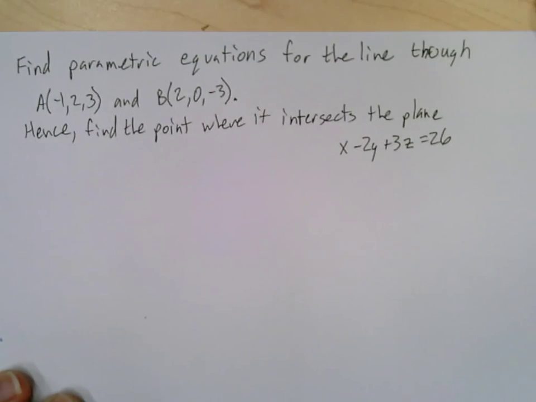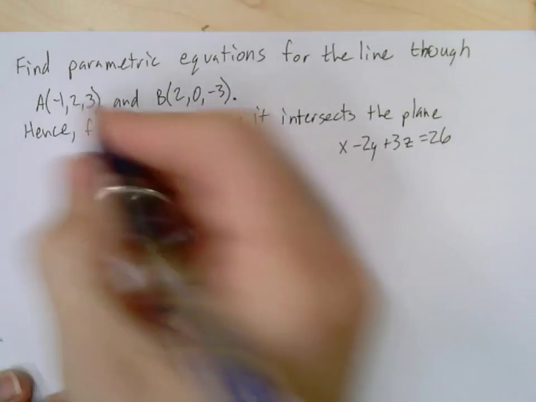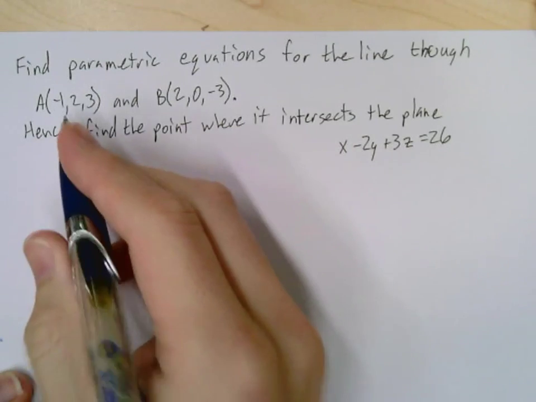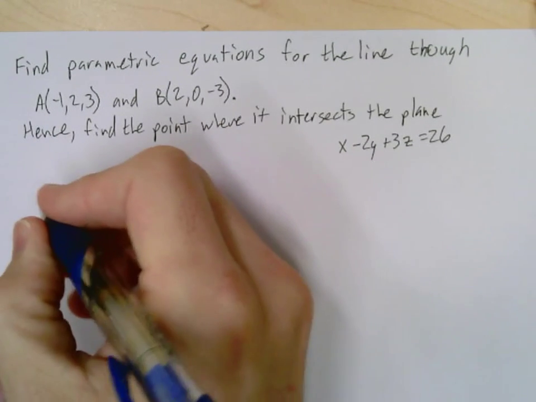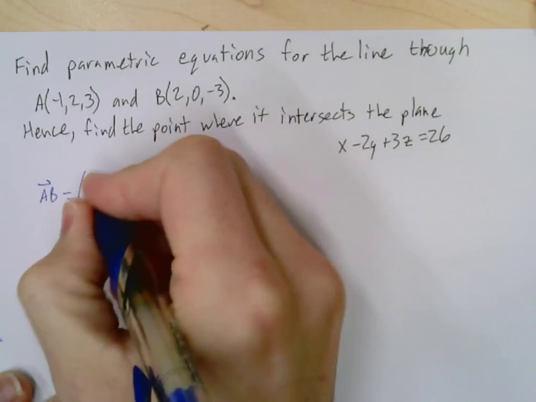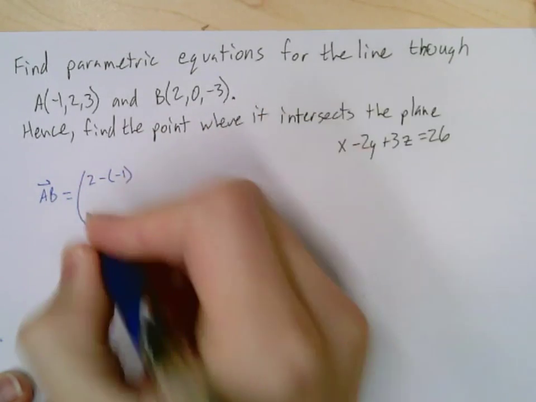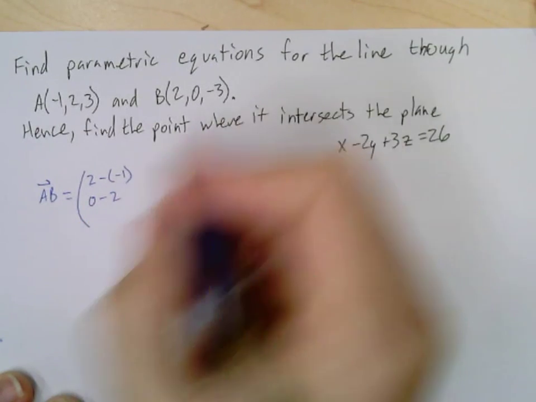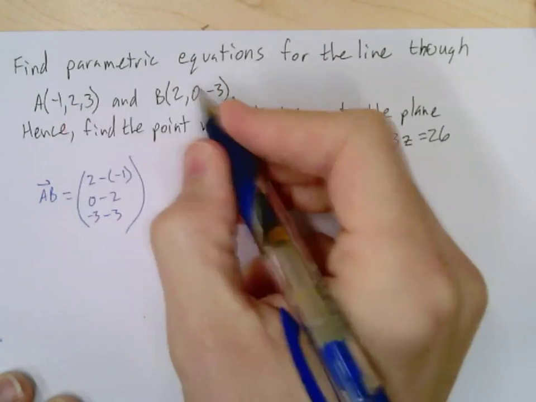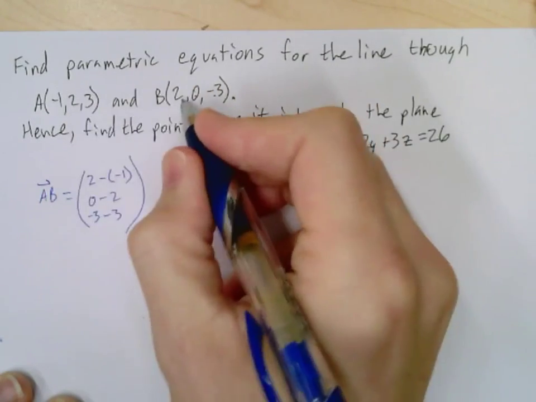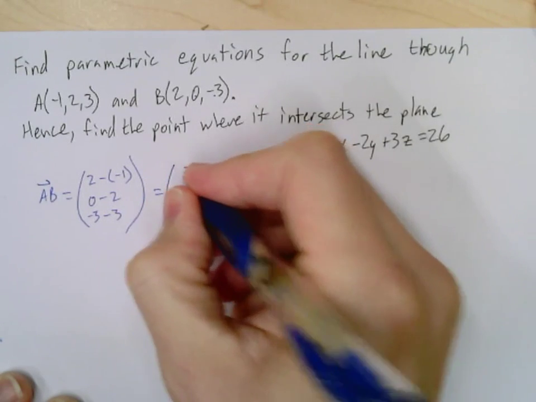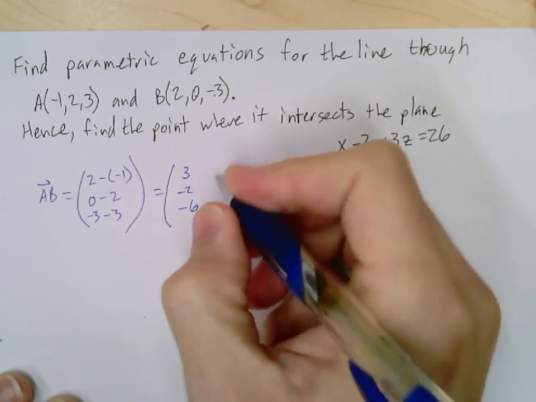So first, I'm going to write the parametric equations for the line. Okay, so I'm going to go A and B. In order to write the line, I need a starting point and I need a direction. So for the direction, I'm going to find vector AB, which is going to be equal to 2 minus negative 1, 0 minus 2, and negative 3 minus 3. So the x minus x, y minus y, z minus z, the final minus initial, it's always a change. All right, which gives me then 3, negative 2, negative 6.